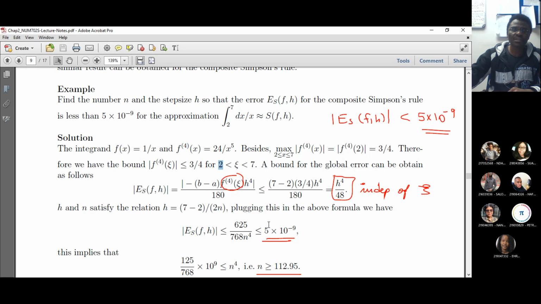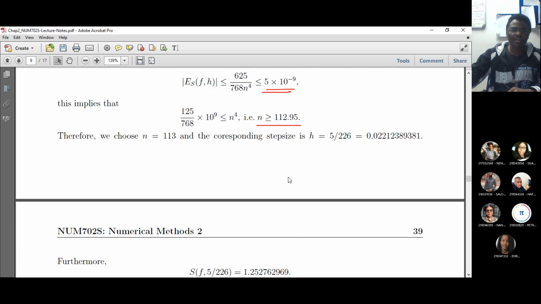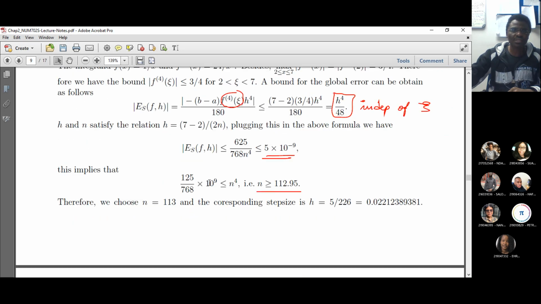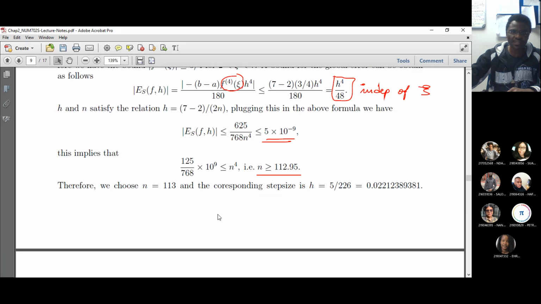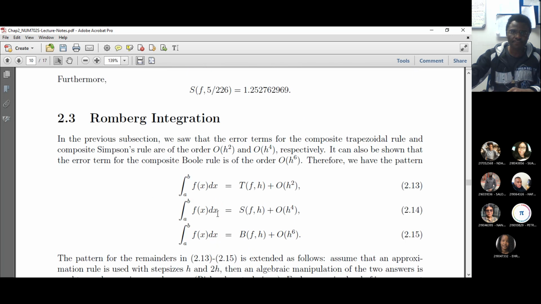Okay, so once the upper bound is obtained, you just impose that condition on the upper bound, which will automatically imply that this condition also will be satisfied. That is, the error term less than the condition. Once you do this, the rest is just solving an inequality. And that is it. So that's what we did yesterday. Good.